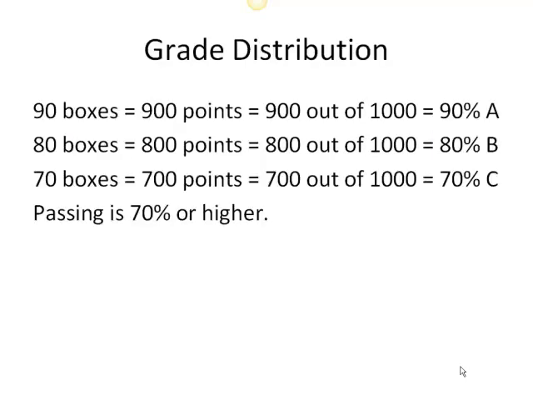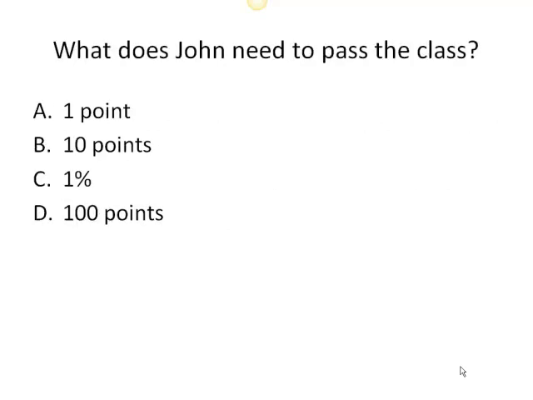The grade distribution for the course is 9 boxes will be equivalent to 900 points out of 1,000, and that will be the A. 80 boxes will be 800 points out of 1,000, and that is 80%, will represent the B. 70 boxes are 700 points out of 1,000, and that will be equivalent to 70%. And passing the course requires a 70% or higher.